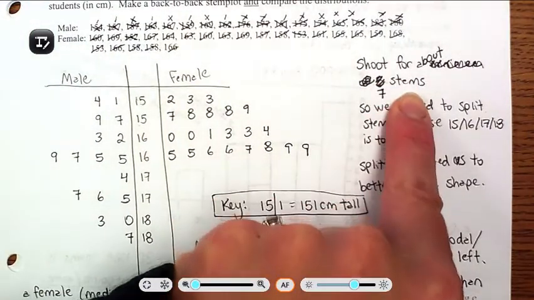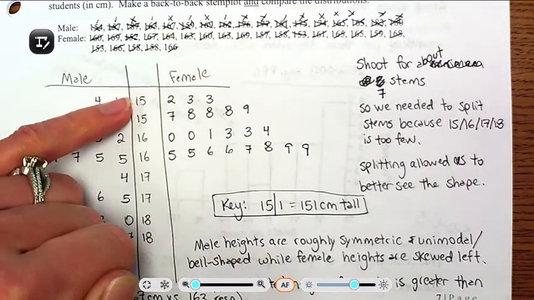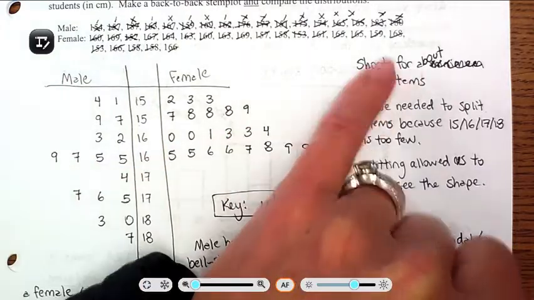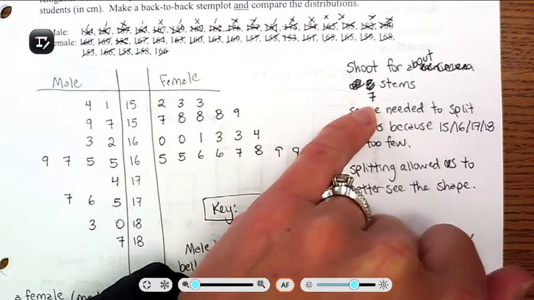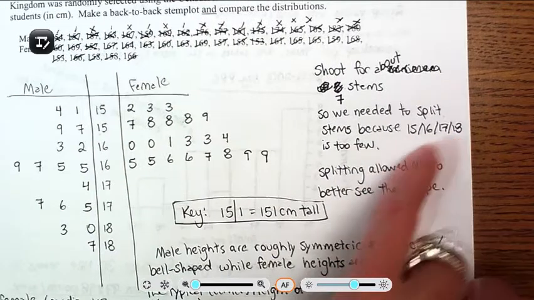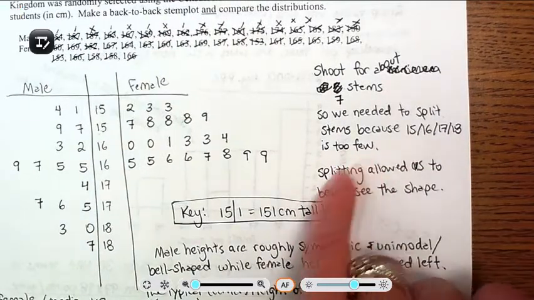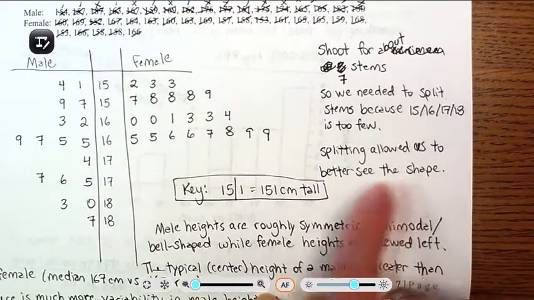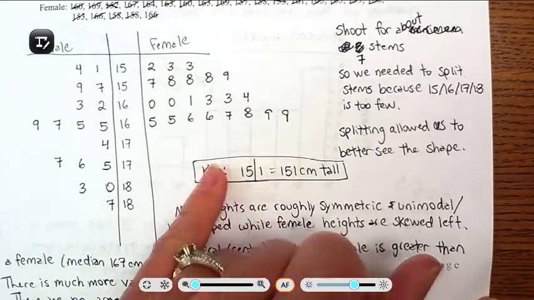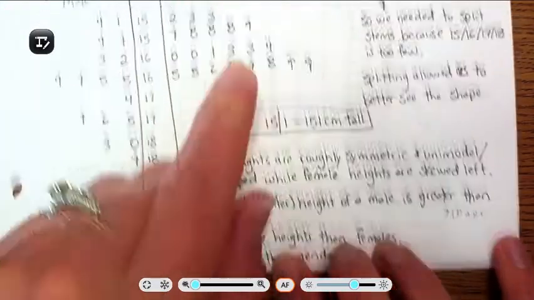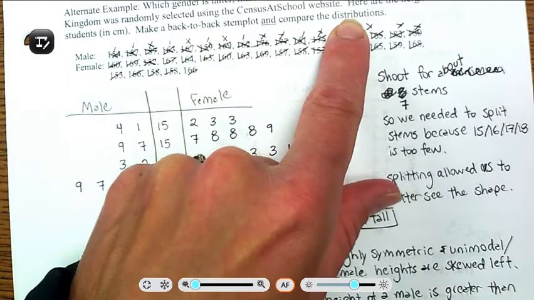Shoot for about 7 stems then. If we only had 150s, 60s, 70s, 80s for the stems, that would be 4 stems. That's too few. 7 stems is about perfect. So we need to split stems because 150s, 60s, 70s, 80s is too few. Splitting allows us to better see the shape. You must include a key with a stem and leaf plot; that's very commonly forgotten. Then we compare the distributions.